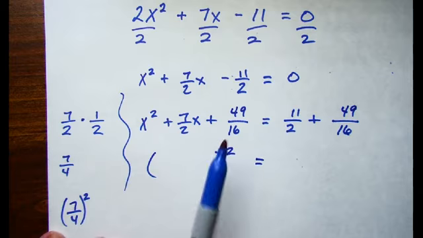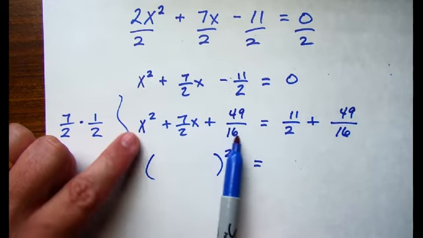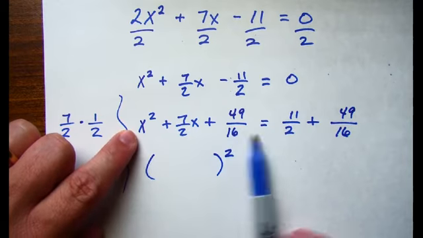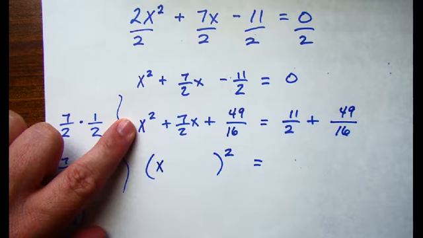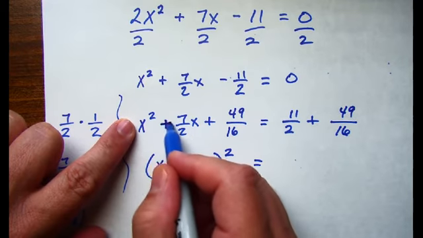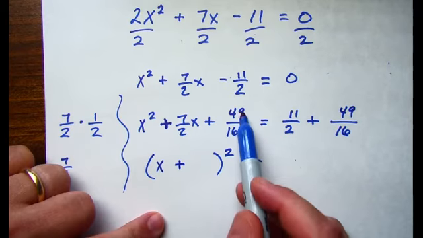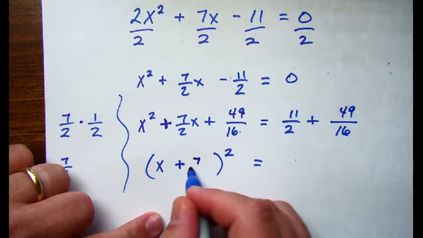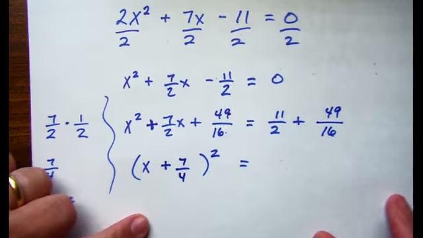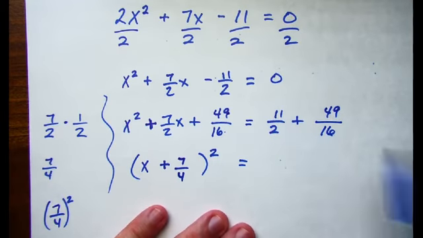And you remember our shortcut here, instead of trying to look for factors, especially when they're fractions, is we just take the square roots of both of these values here. So the square root of x squared is just x. We're always just going to use whatever this sign is in my perfect square trinomial. And then the square root of this value would be 7 over 4. Square root of 49 is 7. Square root of 16 is 4. So 7 fourths. Now, over here, we have to add 11 halves and 49 sixteenths.